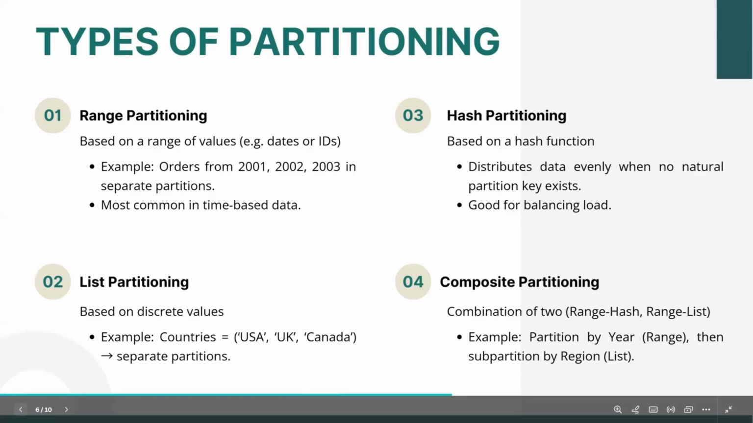It can be range-hash or range-list. So for example, if you partition by year, you're using a range, and then you can sub-partition by the region to make that a range-list partition, for example.